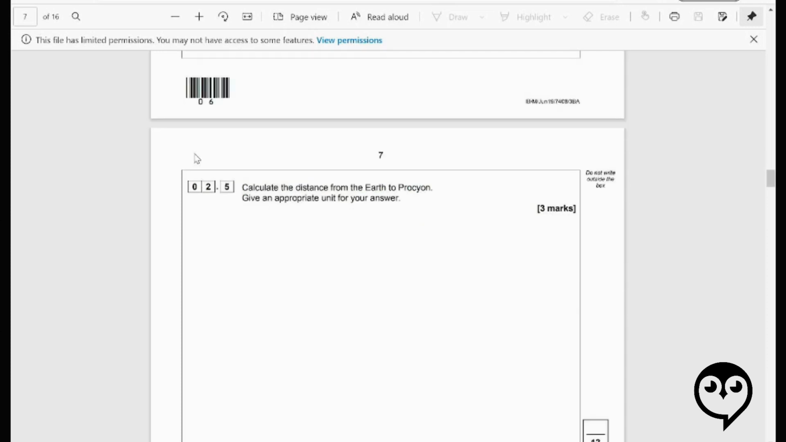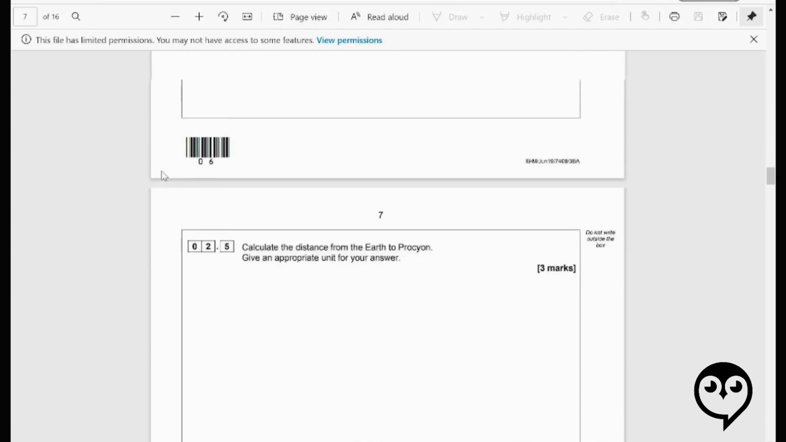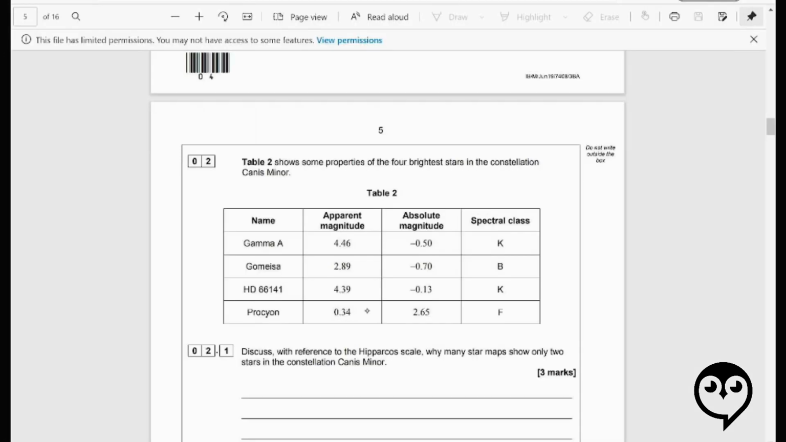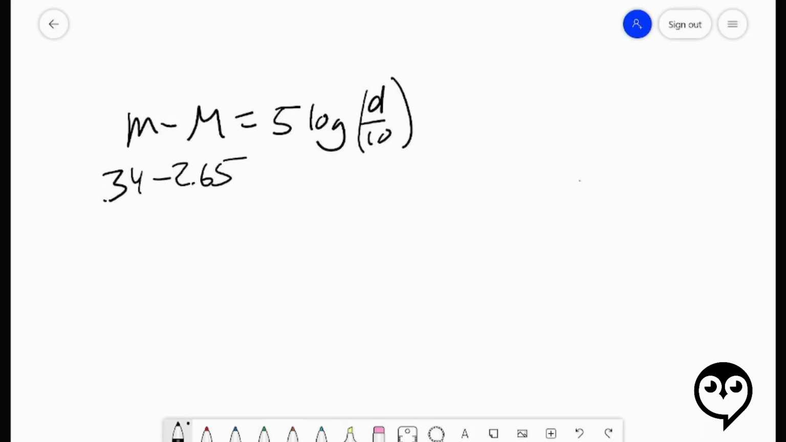Calculate the distance from Earth to Procyon. Give an appropriate unit for your answer. All right, so this is the formula that we're going to use. We need to plug in some values. Okay, so we have apparent magnitude and absolute magnitude. Remember that we're doing apparent magnitude minus absolute magnitude. This d here is the distance from Earth. Right, so we'll do a little math here.